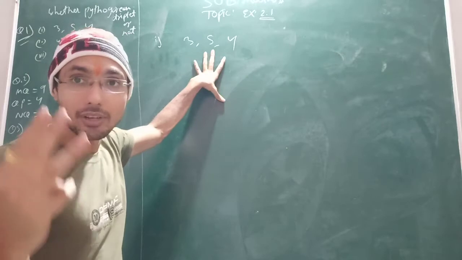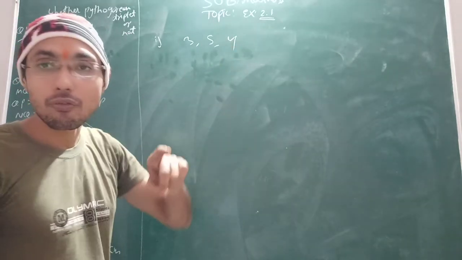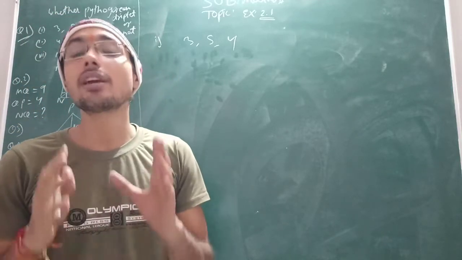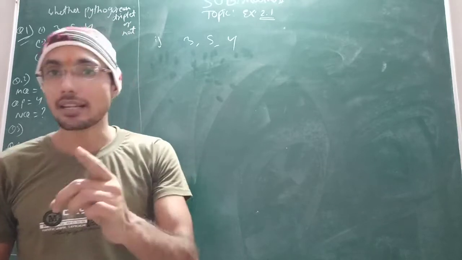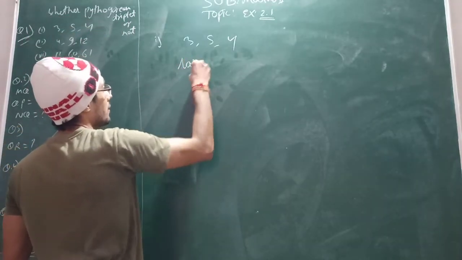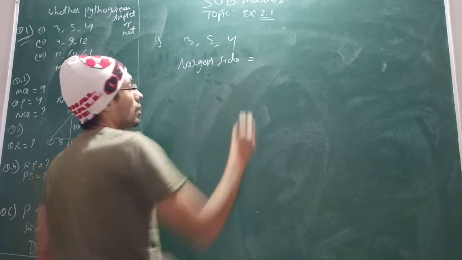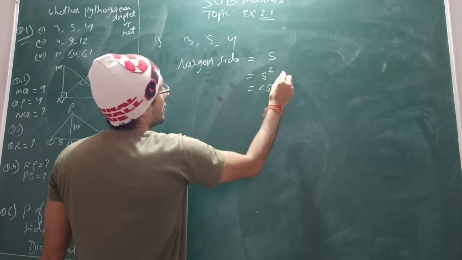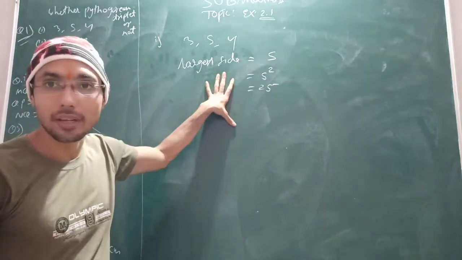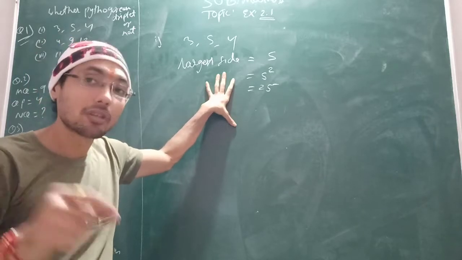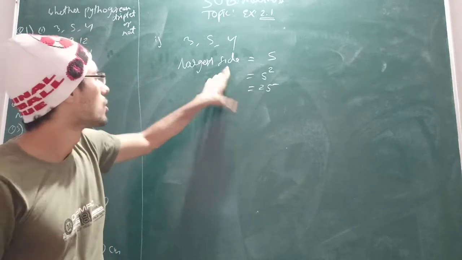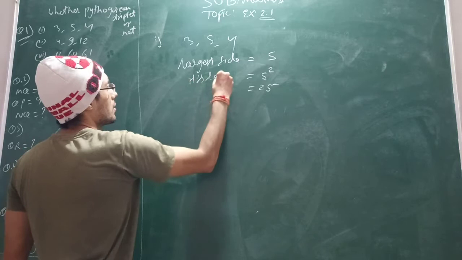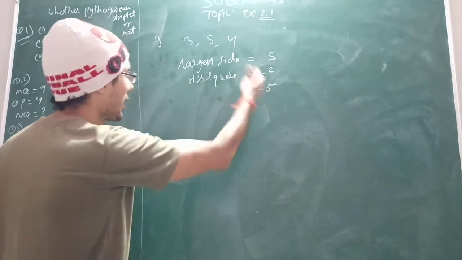In the first sum, they have given 3 numbers, 3, 5 and 4. First of all, you have to begin with the largest one because hypotenuse is the largest side of the triangle. So always begin with largest side. So the largest side is 5. Now we have to take the square. As you know very well that in the Pythagoras theorem we have to take the squares of each number. So first longest side 5, then take its square. Okay, you can write it square. So here I get 25.